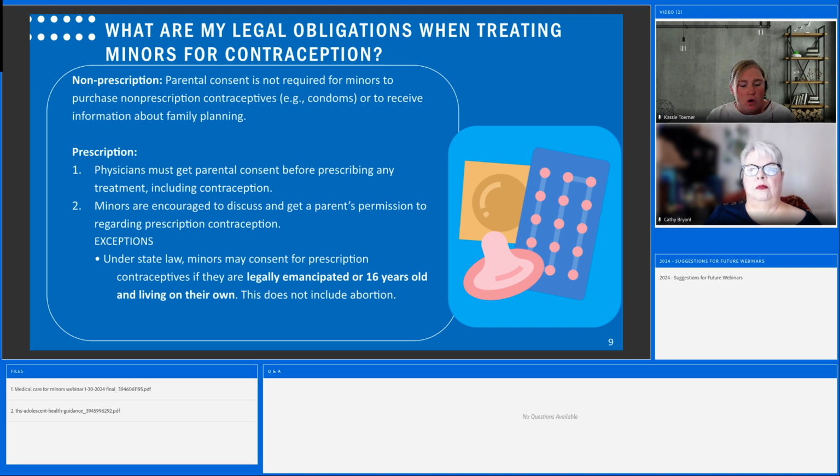I will just mention for emancipation, I've heard some of our attorneys that we've worked with say that emancipation is rare. It doesn't often occur because it takes so much to meet the criteria. So if you do have a minor that is saying that they're emancipated and they want to consent for their own treatment, they want the contraception prescription, it's reasonable to ask for proof of that. There will be a court order documenting that. So if you're concerned and you're not sure, then you can go ahead and verify if they are allowed to make that decision for themselves and are in fact legally emancipated from their family.